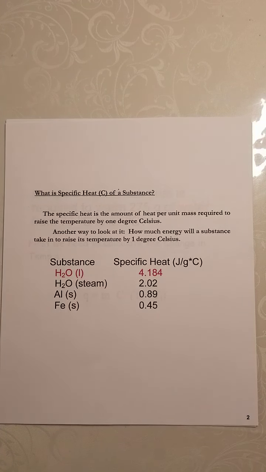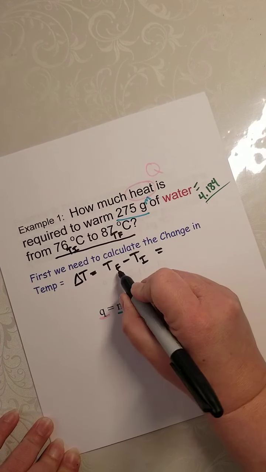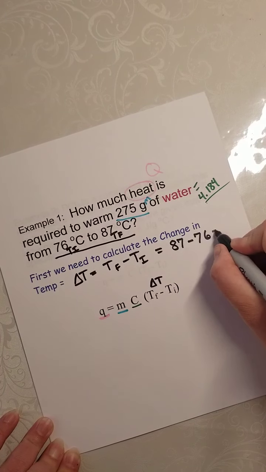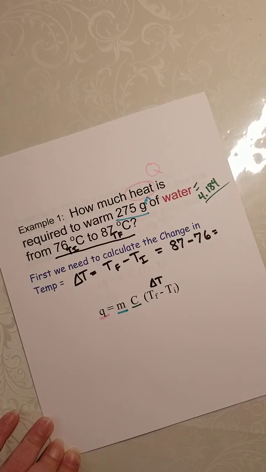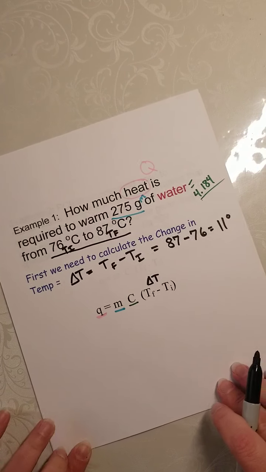This is our delta T, all right, is right here. Okay, so from 76 to 87, this is our temperature final, this is our temperature initial, okay? So to figure out our change in temperature first, delta T equals temperature final minus temperature initial, all right? Our temperature final is 87 minus 76, and that will give us a positive change of 11 degrees, okay? So now we just literally plug and chug. That's it. So we have our Q.